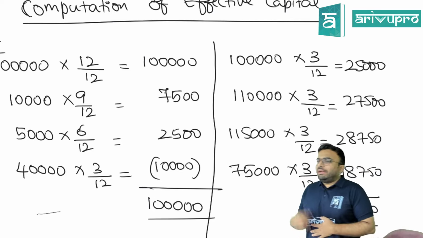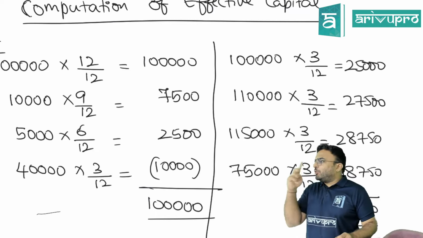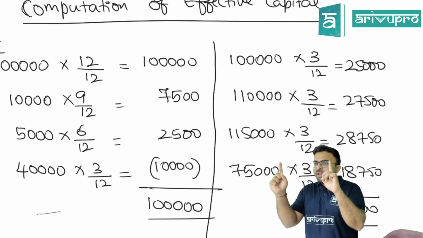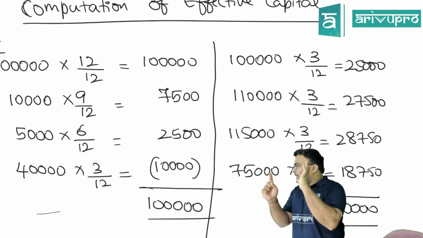Second method is cumulative. Cumulative means what? From one date to another date. First date it was 1 lakh. From that date to 1st April it was 1 lakh. That means 3 months the capital was 1 lakh. So calculate 3 by 12.